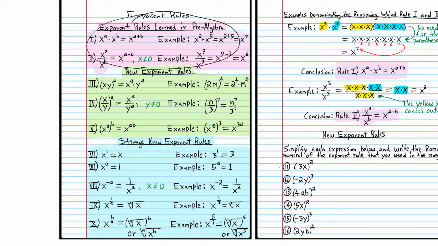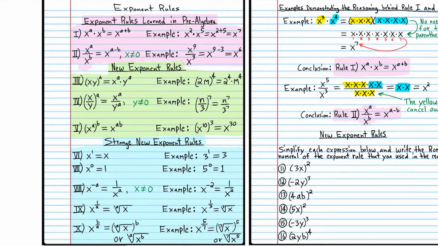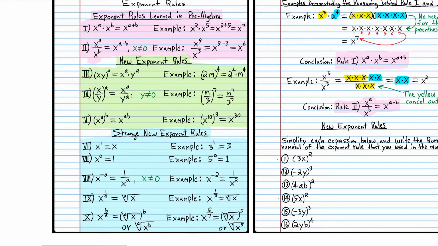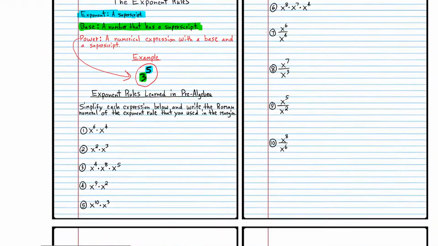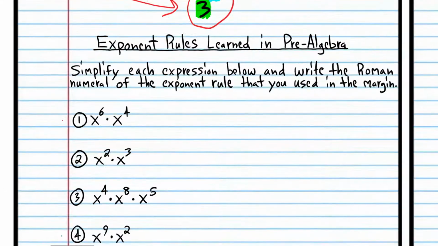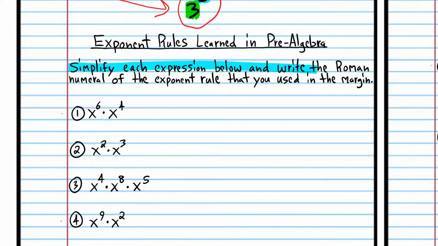This color up here, that's rules that we learned in pre-algebra, and we're also going to learn 3 new rules that we haven't learned in my curriculum yet, and then we're going to learn 3, 4, 5 more rules that are what I would call strange exponent rules. They're going to be kind of strange. And so we're going to start, like I said, with the first 2 rules that we learned in pre-algebra.